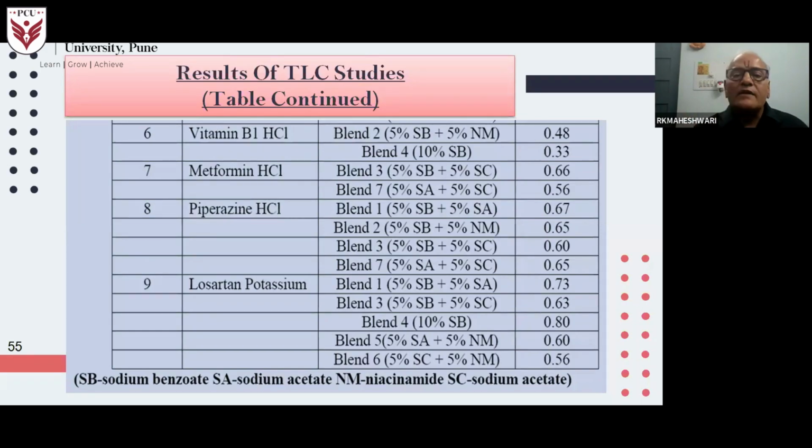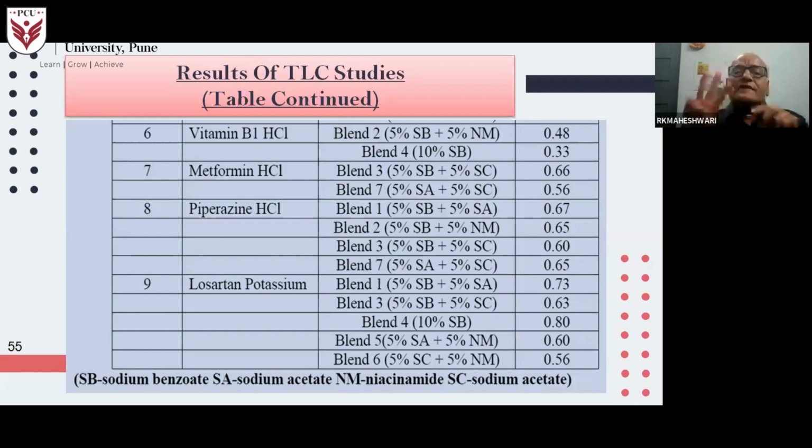The remaining 3 blends were unsuitable like that. So just by permutation and combination, you will have to prepare solvent systems of different compositions. They will be tried for your drug, and when you get a spot without tailing, that one will be selected for your drug.